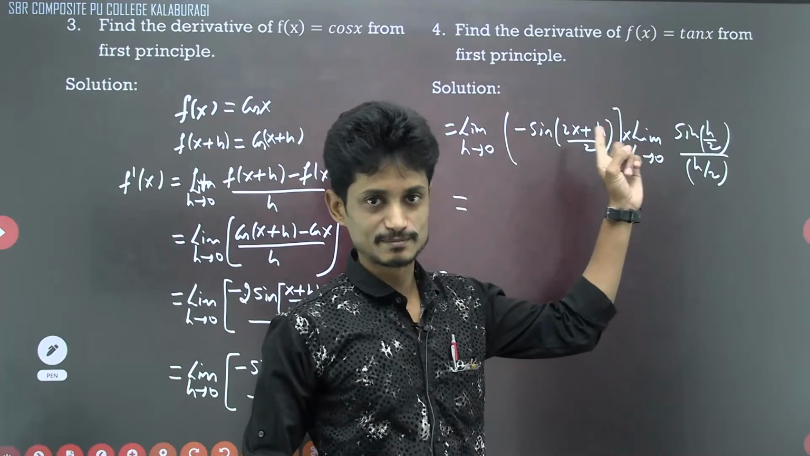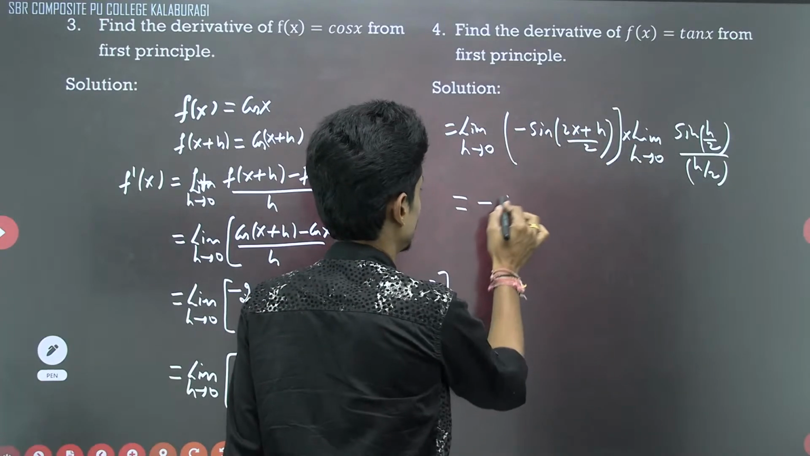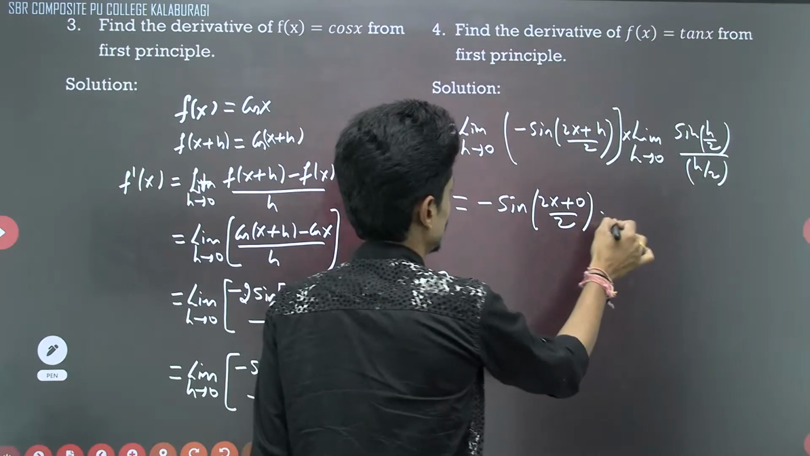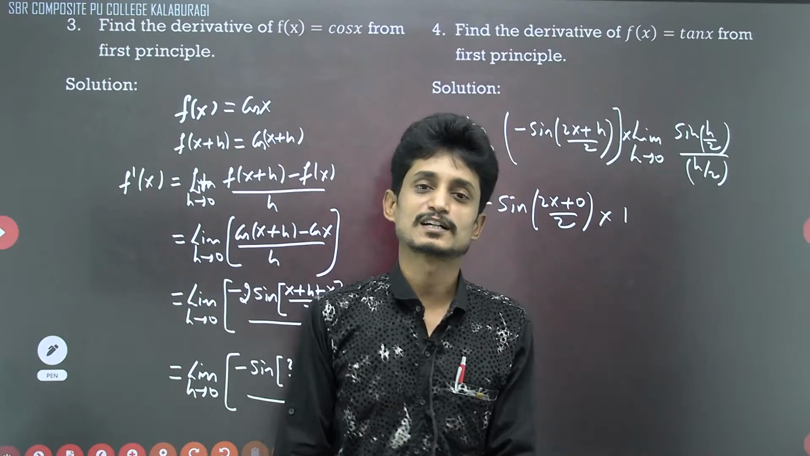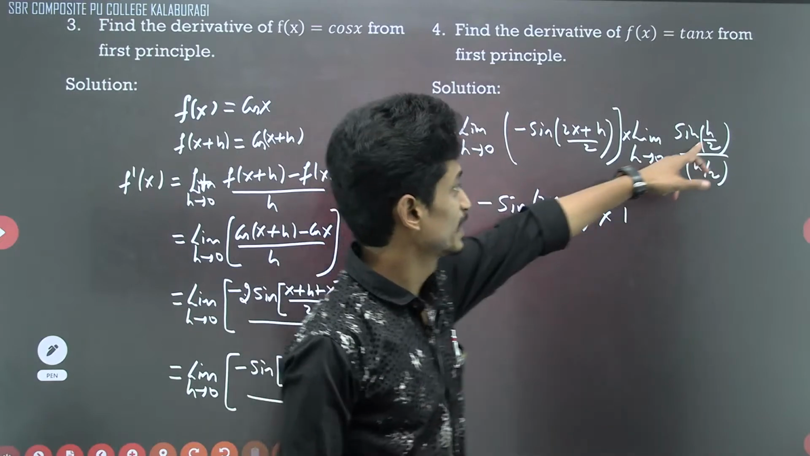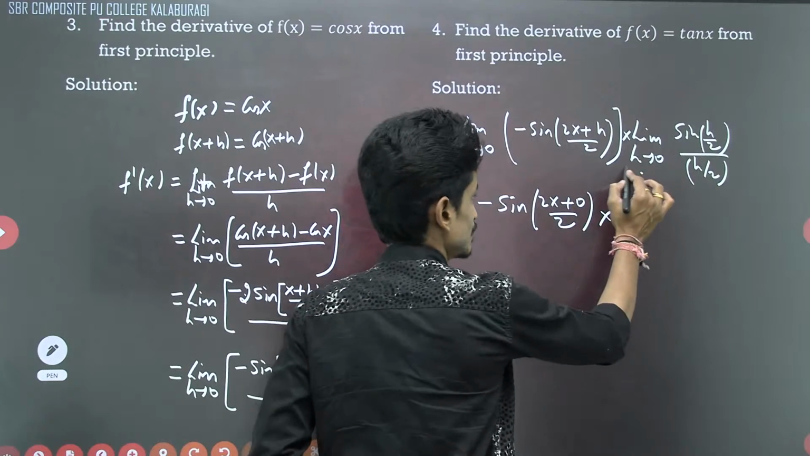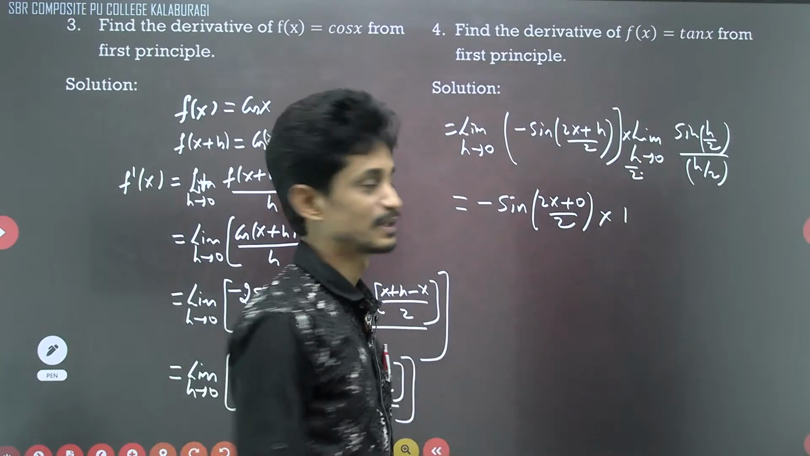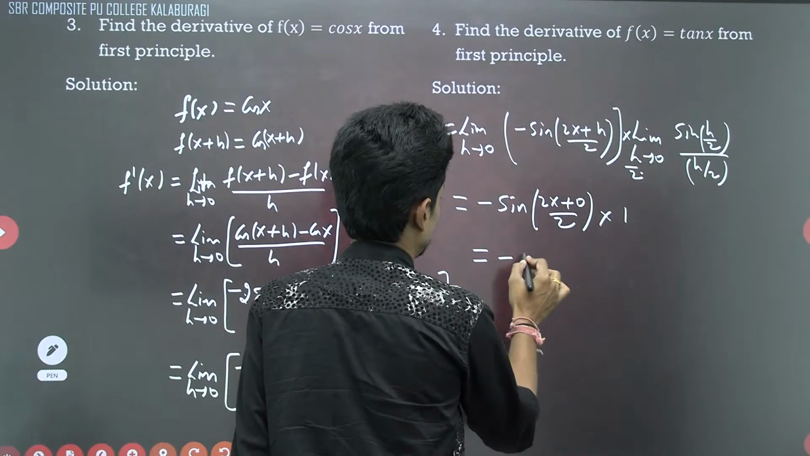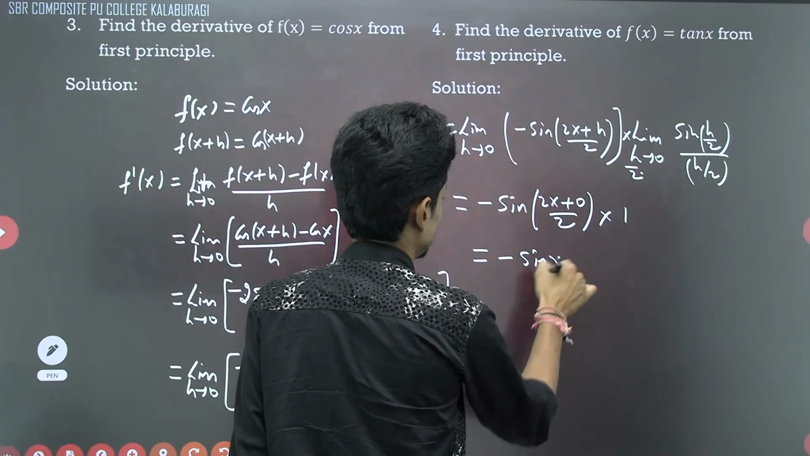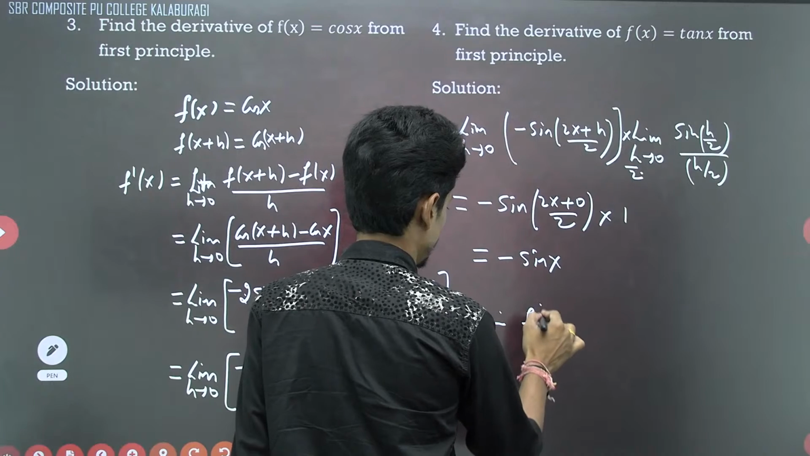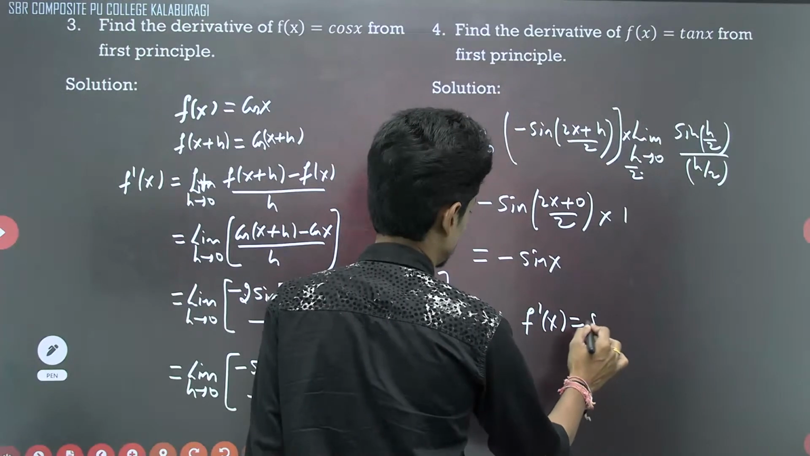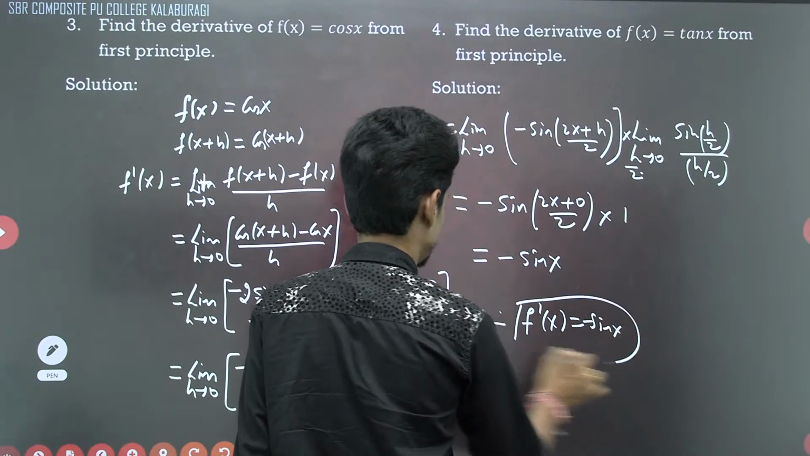This is totally free from indeterminate form. We can substitute directly. Minus sine of 2x plus 0 by 2 into, this is a standard result, limit of sin x by x as x tending to 0. Limit of sin x by x, but x is not there, so just to balance, divide both sides by 2. h by 2, 0 by 2, and 0 by 2 will be 0. Now this value will be minus sine of 2x by 2, cancel, it is x. Therefore, f dash of x, how much do we get? That is minus sine x. This is our required result.